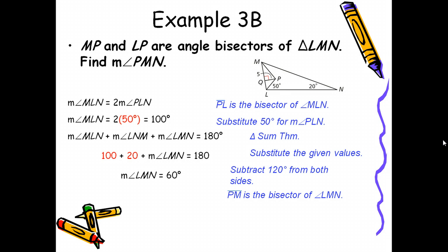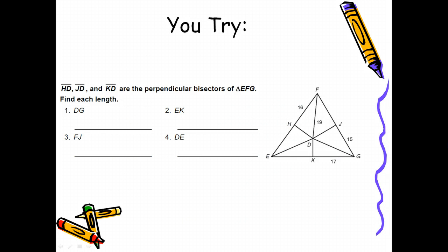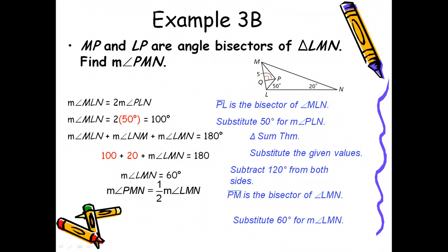PM is the bisector of angle LMN. So the angle PMN equals 1/2 of LMN. Substitute 60 for LMN. So the measure of PMN equals 1/2 of 60, which is 30 degrees.